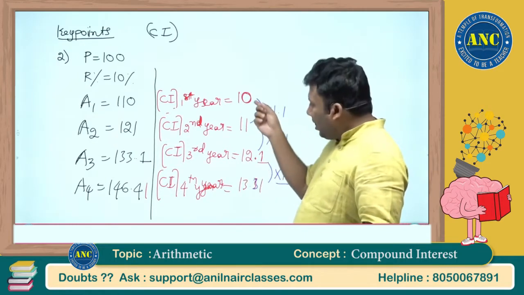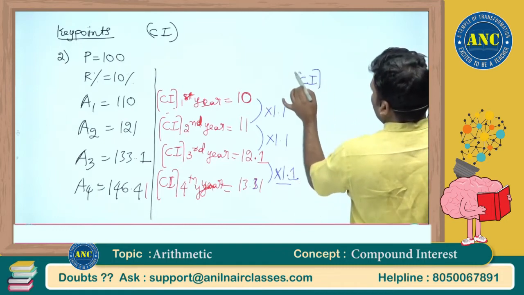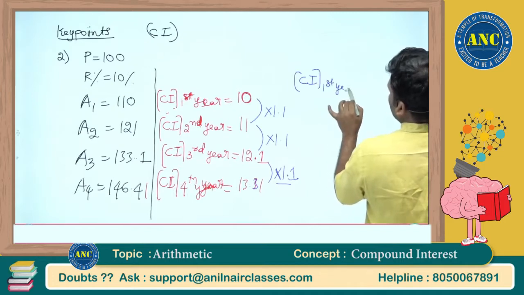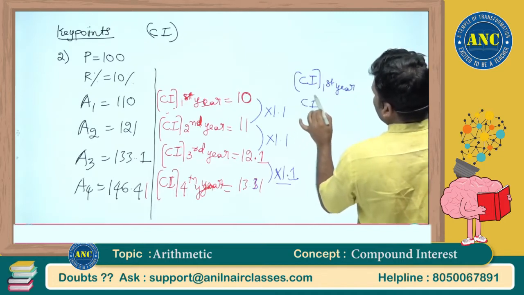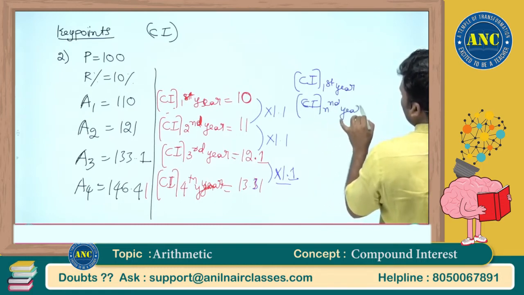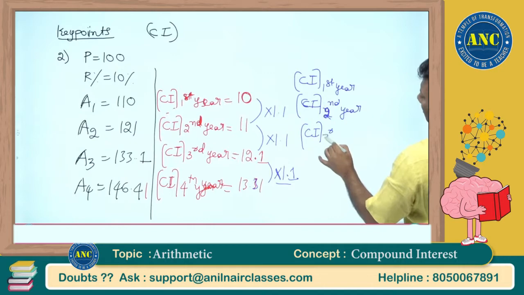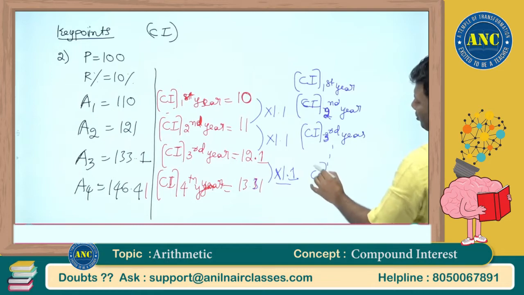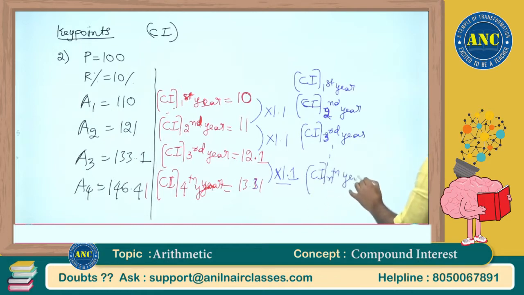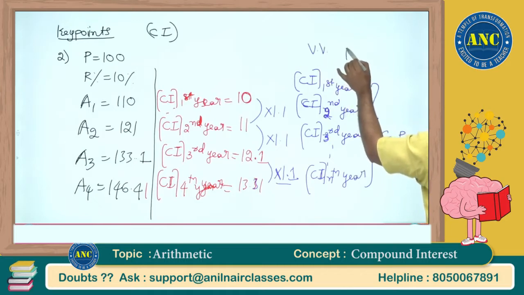So the multiplication factor is the same, or the ratio is the same. That means CI for the first year, CI for the second year, CI for the third year, and so on, CI for the nth year, CI for a particular year, all are also in geometric progression. Very, very important point, sir.